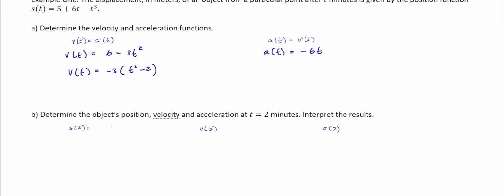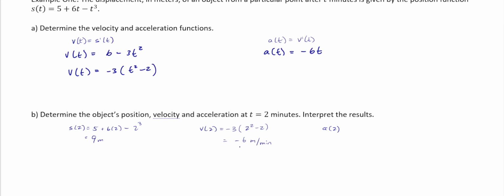Well, s at 2 is pretty straightforward. It's just 5 plus 6 times 2 minus 2 all cubed. And that is going to yield 9 meters. v at 2 is going to be negative 3, and I'll use the factored form for this, although I don't necessarily need to. Okay, and I get negative 6 meters per minute.